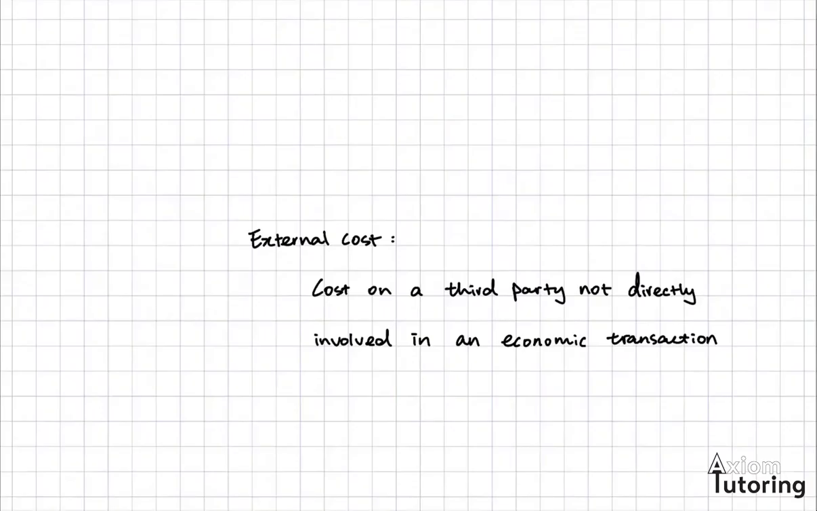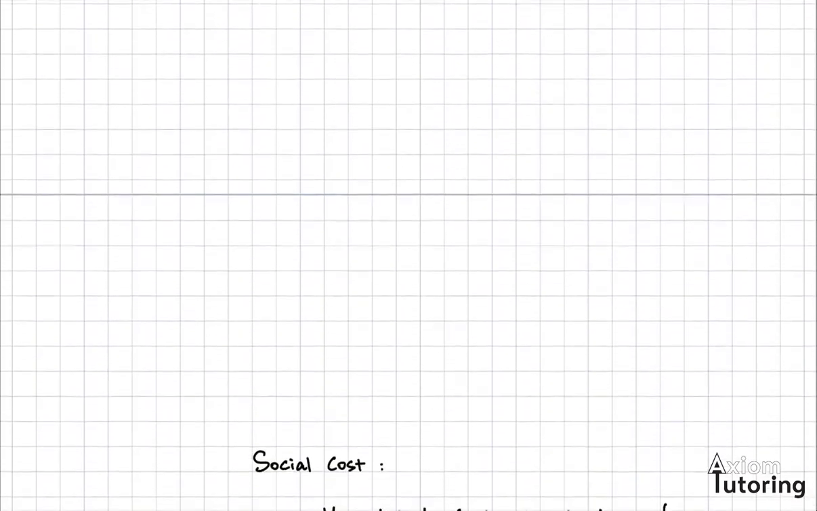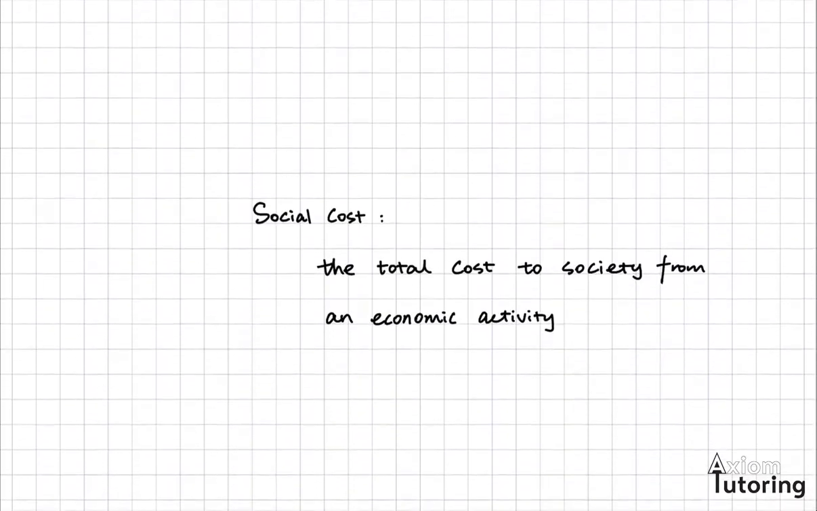Now let's combine private cost and external cost to get social cost. Social cost is the total cost to society from an economic activity. It is the sum of private cost and external cost. So when a factory pollutes, the wages and the materials are private costs, but the pollution damage is the external cost. Together, they form the social cost.